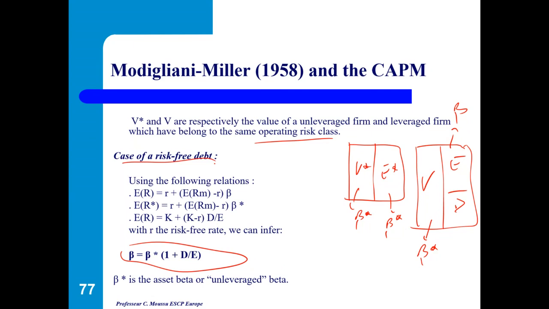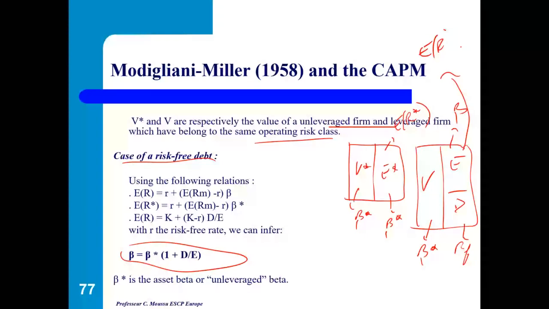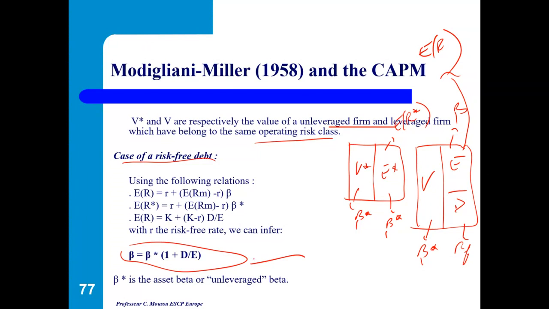And the first case we look at is the case of risk-free debt. That is to say, the debt here is risk-free. And I call ER star the expected return here, that will be the cost of equity of the unleveraged firm, and I call ER the expected return of the leveraged company. So how can we find this relation?